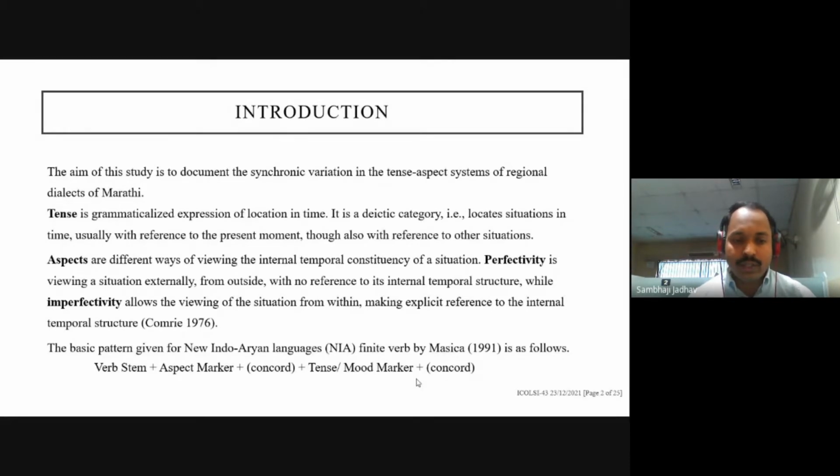Aspects are different ways of viewing the internal temporal constituency of a situation, where perfectivity is viewing a situation externally, from outside, with no reference to its internal temporal structure, while imperfectivity allows viewing the situation from within, making explicit reference to the internal temporal structure (Comrie 1976). The basic pattern given for New Indo-Aryan finite verbs by Masica 1991 is as follows: verb stem followed by aspect marker, then optionally concord, tense-aspect marker, tense-mood marker, and then optionally concord.